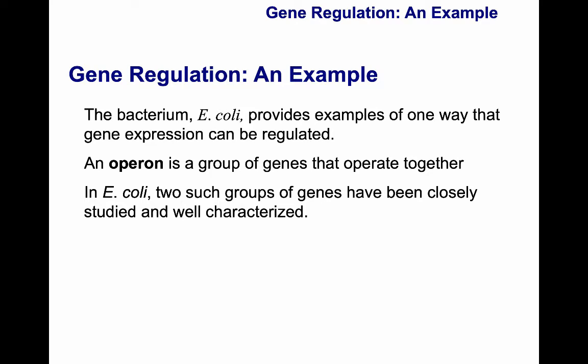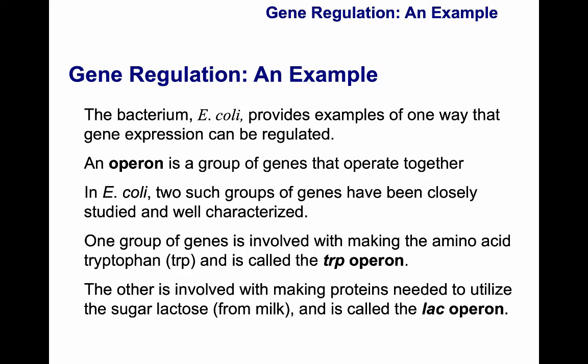And by looking at E. coli, we get insights into how all organisms control gene expression. And it doesn't work exactly the same, but the models that we'll look at in bacteria give us a really good indication for how things work in more complex organisms like us. So we're going to look at two different systems in E. coli, the TRP or Trip operon and the LAC or Lac Operon.